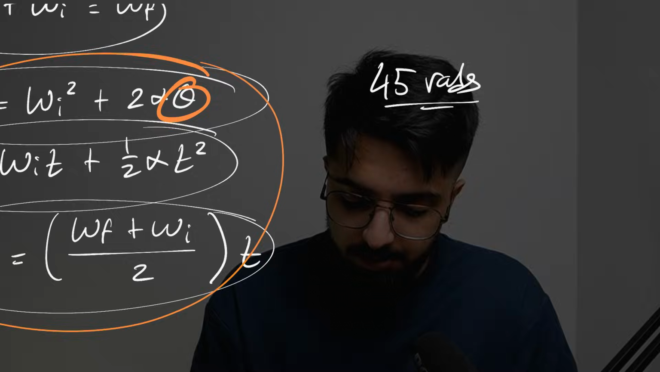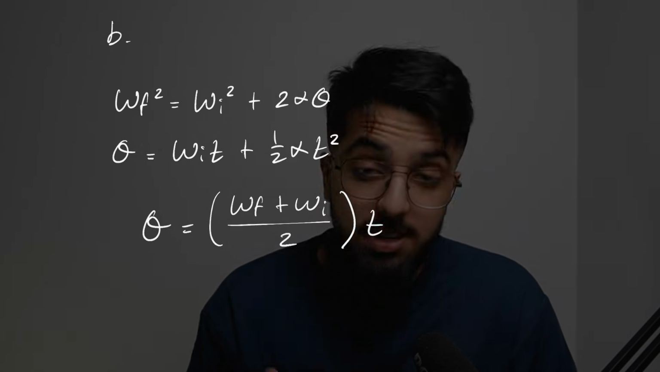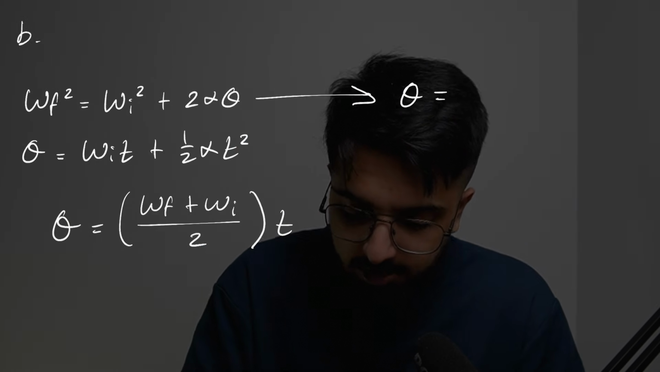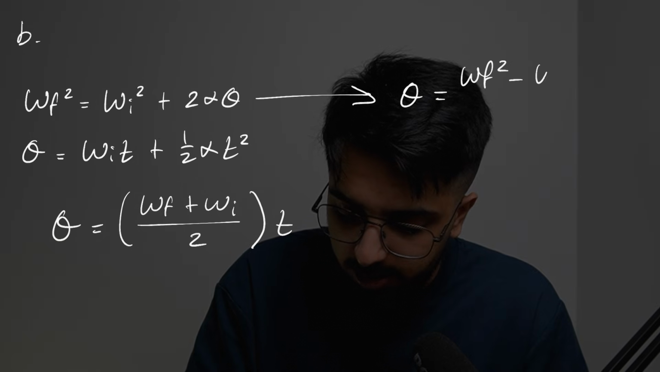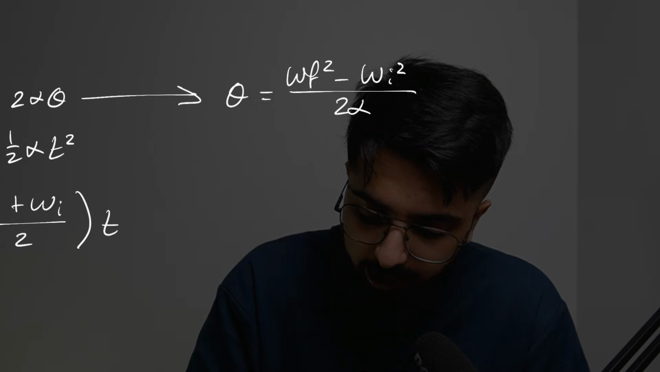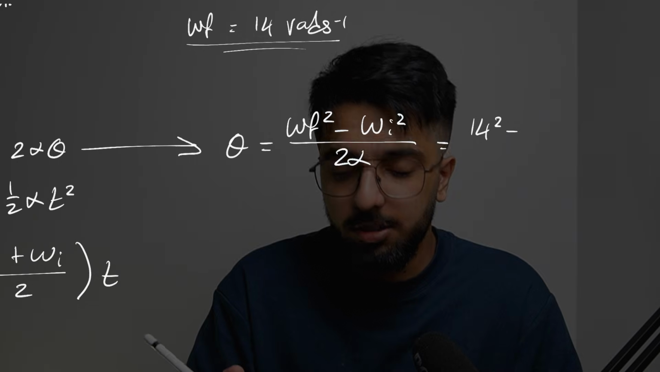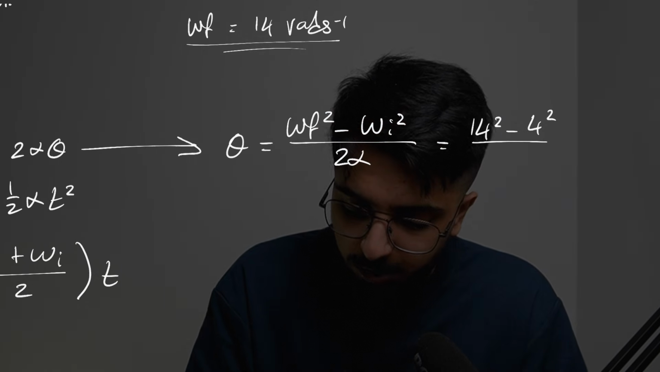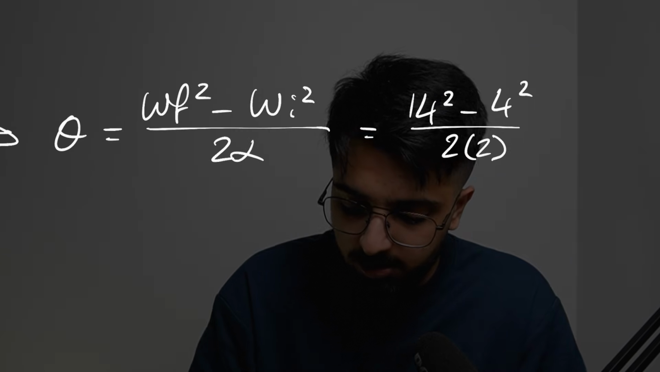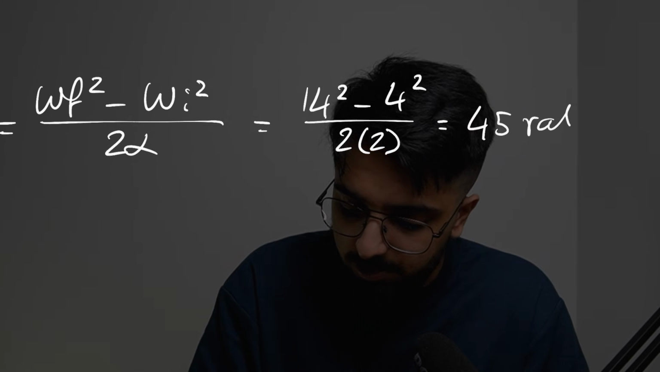Alright, so let's solve these. I've just copied and pasted these over. So let's start off with this first equation right here. As I said previously, we need to rearrange to find theta. So we can rearrange for our theta, and we'll get omega final squared minus omega initial squared, over 2 alpha. That's equal to our theta. Plugging in our numbers, our final angular velocity is 14, so 14 squared, minus our initial angular velocity, which is 4 squared, all over 2 times our angular acceleration, which was 2. Plugging that into our calculator, we get a value of 45 radians.